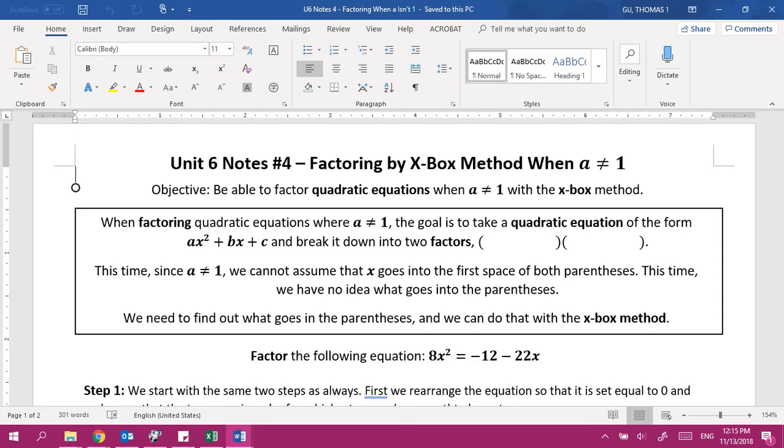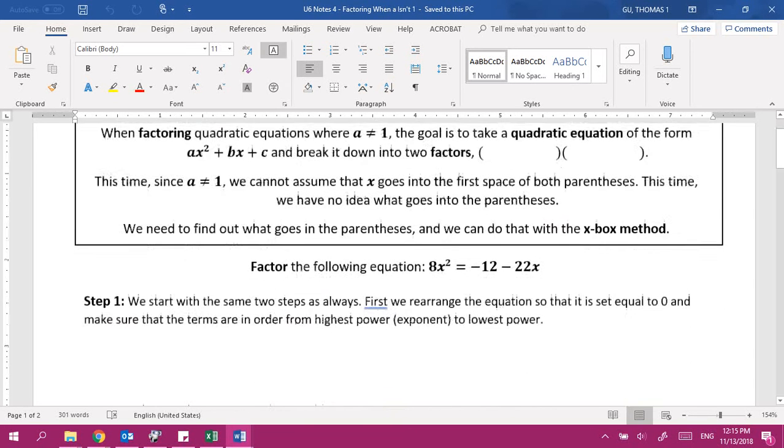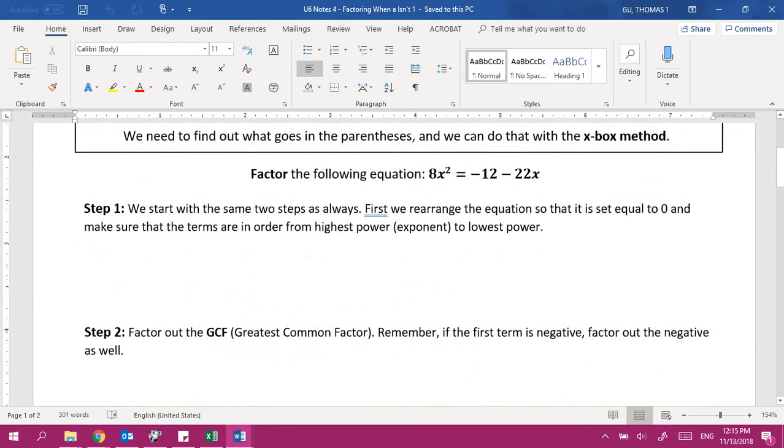But today, since A is not 1, you cannot assume that x goes in the first space of the parentheses. So we pretty much have no idea what goes in those blanks. But using this X box method, you can find out exactly what your two factors should be, exactly what goes into those two parentheses. So we're going to do an example. We're going to factor the following equation. Notice it just says factor. It doesn't say solve. So we don't have to go to the x equals part. We just have to factor it out.